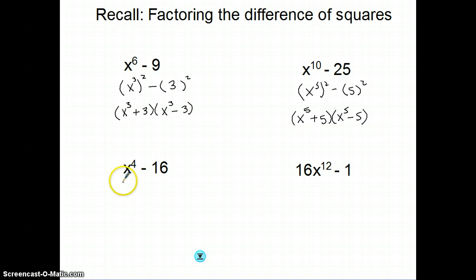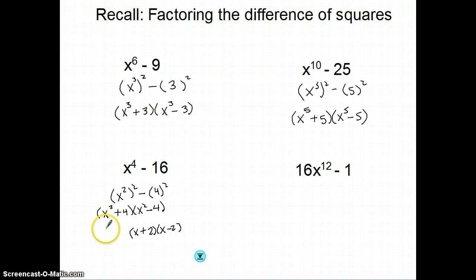Down below to the left, I may take x to the 4th and rewrite it as x squared to the 2nd, minus 4 to the 2nd. My two bases are x squared and 4, so I add them and I subtract them. Now in this case, look at this second polynomial. That factor can be broken down again as it is the difference of squares as well. I may break that down into the factors of x plus 2 and x minus 2.